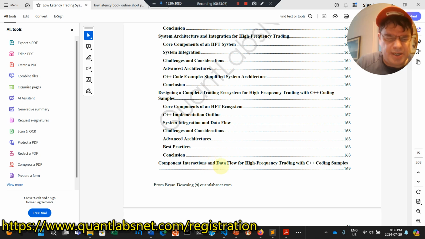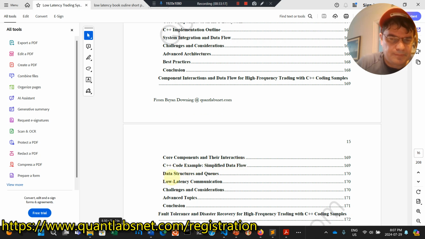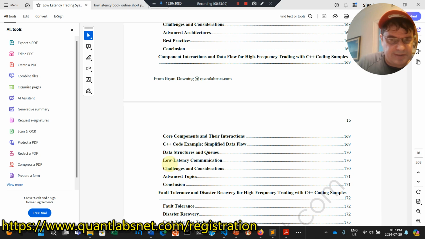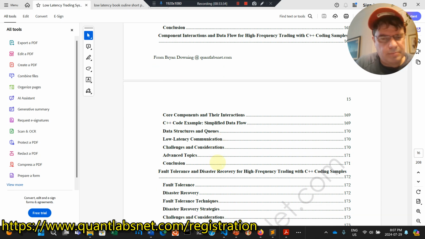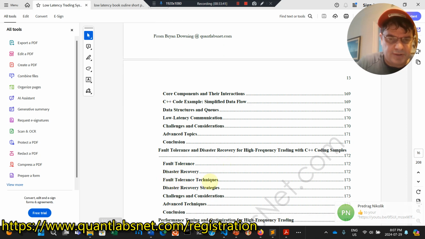Continuing along, component interaction and data flow in high frequency trading. Core components and their interaction, code examples, simplified data flow, data structure, queues. So we're kind of all over the place, but it's all integrated, as I said, in one book. Low latency communication, challenges and consideration, advanced topics. One of these terms of low latency is using something called ZeroMQ. It's all open source. Fault tolerance and disaster recovery for HFT. Fault tolerance, we talked about each fault tolerance technique.